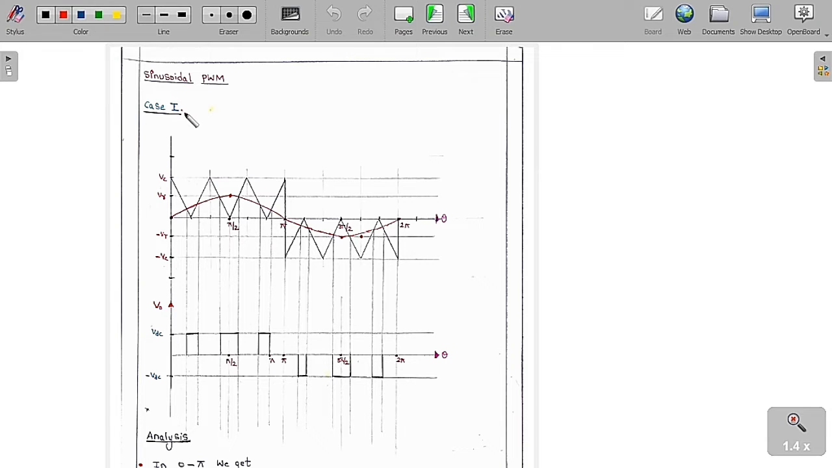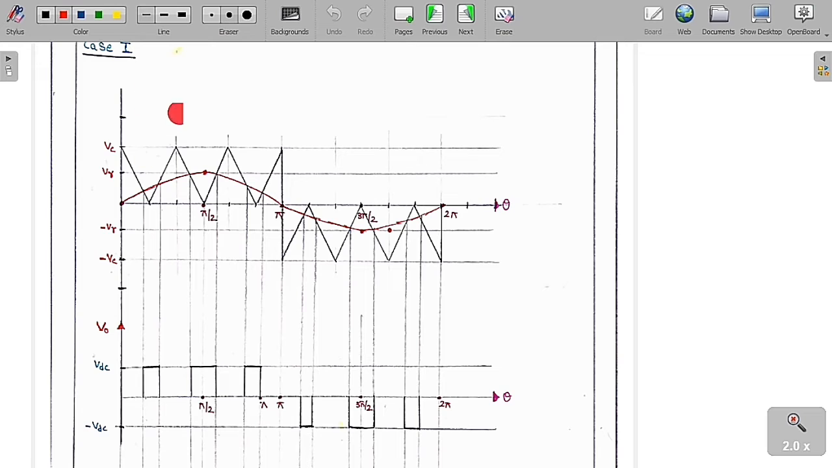Means I am going to use the reference signal as a sine wave and the carrier signal as a triangular wave. Based on this condition, I am going to give you two important cases which are very useful in competitive examinations. These are two important cases for sinusoidal PWM. For the reference signal we use the sine wave, and for the carrier signal we use the triangular waveform.